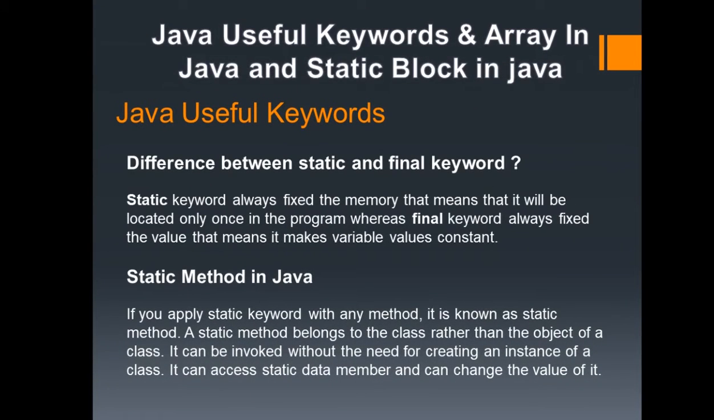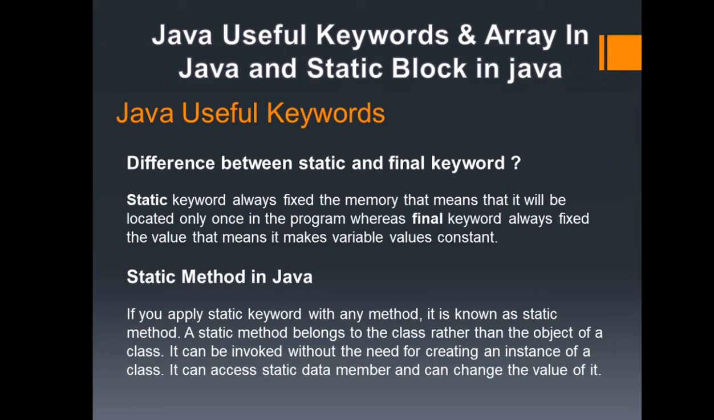Difference between static and final keyword. The static keyword always fixes the memory. That means it will be allocated only once in the program. Whereas the final keyword always fixes the value. That means it makes the variable value constant.